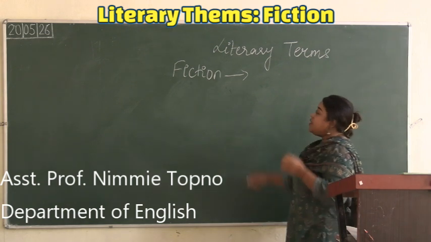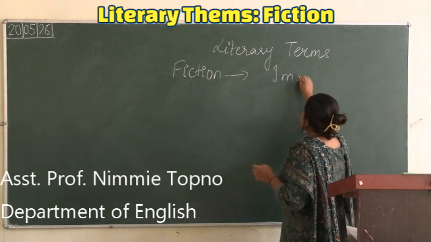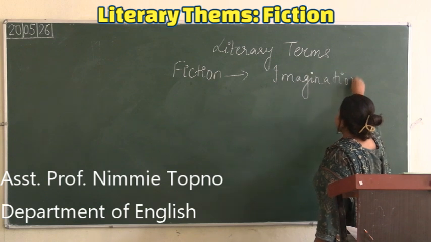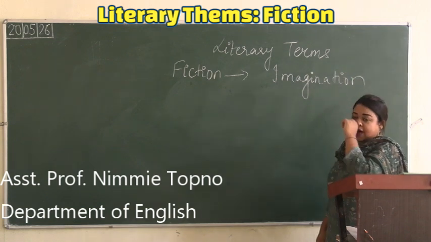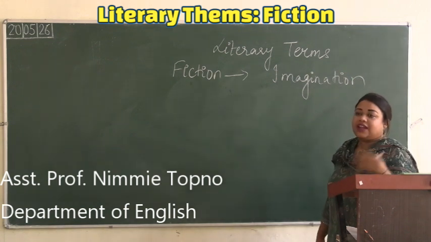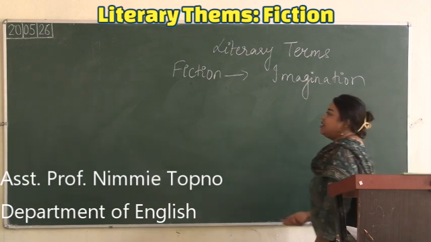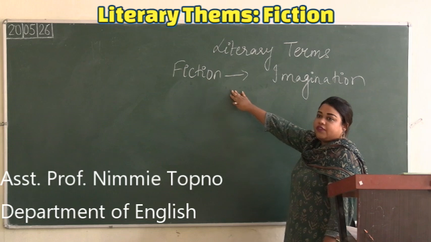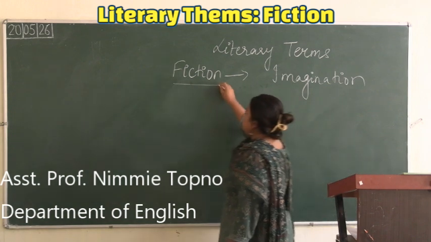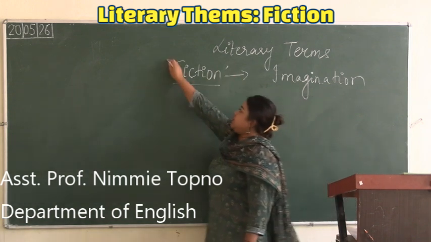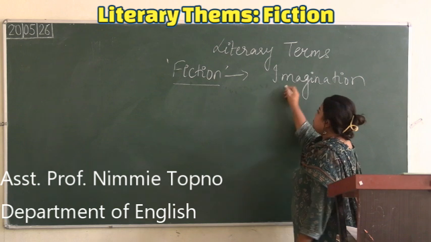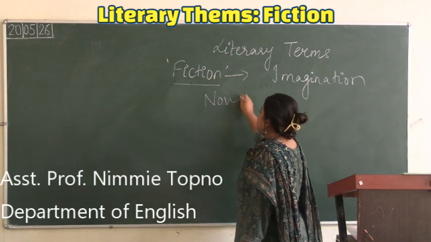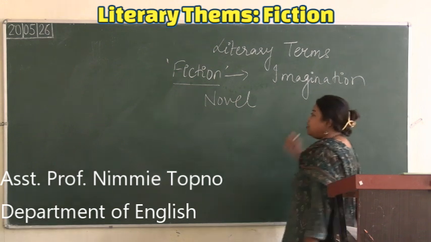First of all, what is the first element that a fiction uses? Imagination. Unless you have imagination, unless you create events, create characters, create plot, stories, you are not fulfilling the term that is fiction. Okay. Now, what is the difference between a novel and a fiction?